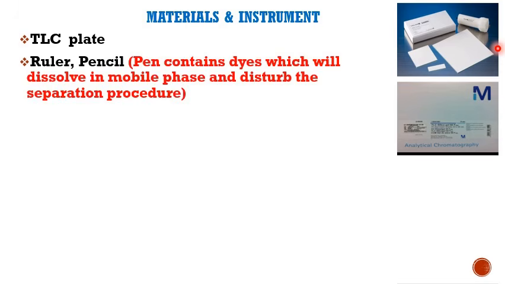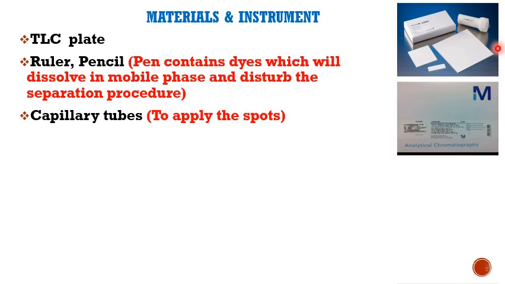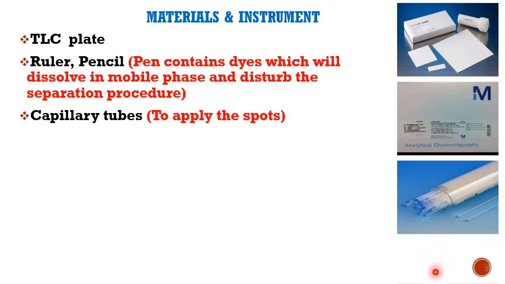Okay? Next thing is you should have a ruler and a pencil. I repeat, only pencil. Never use a pen. Why? Because pen contains dyes which will dissolve in the mobile phase. These dyes are soluble and will be able to dissolve in the mobile phase and disturb the separation procedure. Also, in order to apply the spots, we use capillary tubes in which the solution rises up the capillary tubes by the action of capillarity. These are the capillary tubes, and these tubes you will be given.